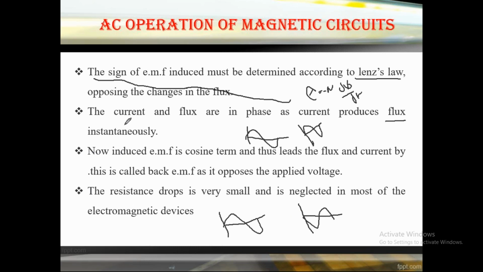Okay, when current and flux are in sinusoidal waveform, then you will get the induced EMF in cosine form. So this is the cosine form here. The sine form starts from 0, whereas the cosine form starts from maximum. So we obtain the maximum induced EMF. Okay, this maximum we can generate.